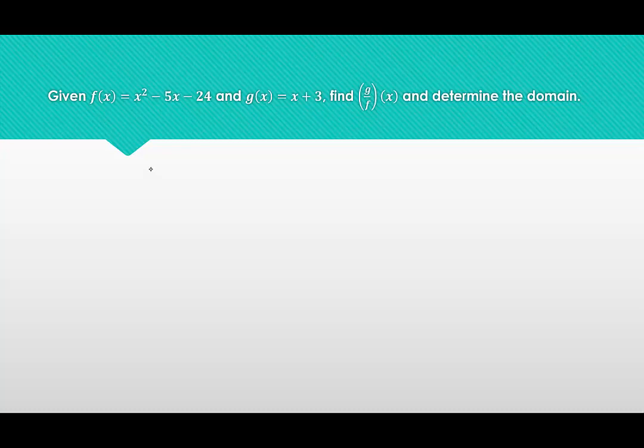We're ready to go ahead and find the quotient function, so we have g over f of x. This means we're going to put g, which is x plus 3, in the numerator, and in the denominator we're going to have x squared minus 5x minus 24. The next thing I want to do is see if we can factor that denominator. The target product is negative 24, target sum is negative 5. I think we have a winning combination. We have negative 8 and positive 3, so we're going to have x minus 8 times x plus 3.